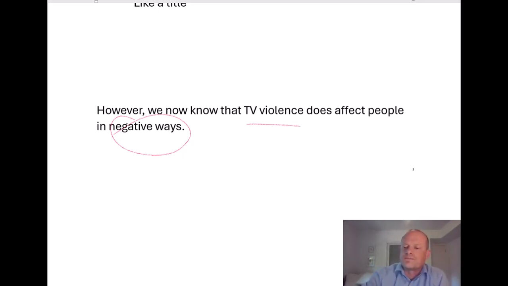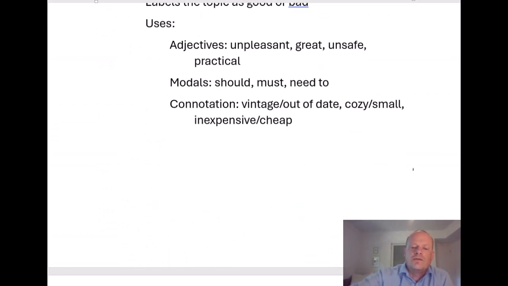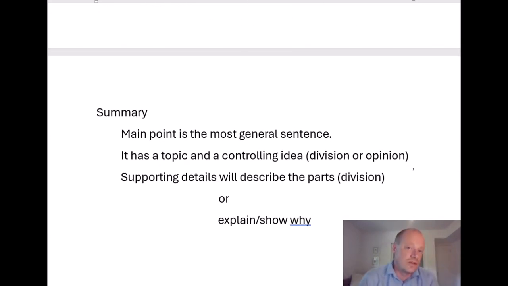In conclusion, the main point is the most general sentence of the group. It's going to have a topic and a controlling idea. The division would be like a plural noun or maybe an opinion, an adjective, a modal, or a word that has strong positive or negative connotation. And then you look at the other supporting details. When it's a division controlling idea, the other sentences in the paragraph or the other sentences in the group, in this case for this week's exercises, are going to be descriptive sentences. They're going to describe the different parts, the different steps, the different types, the different ways.